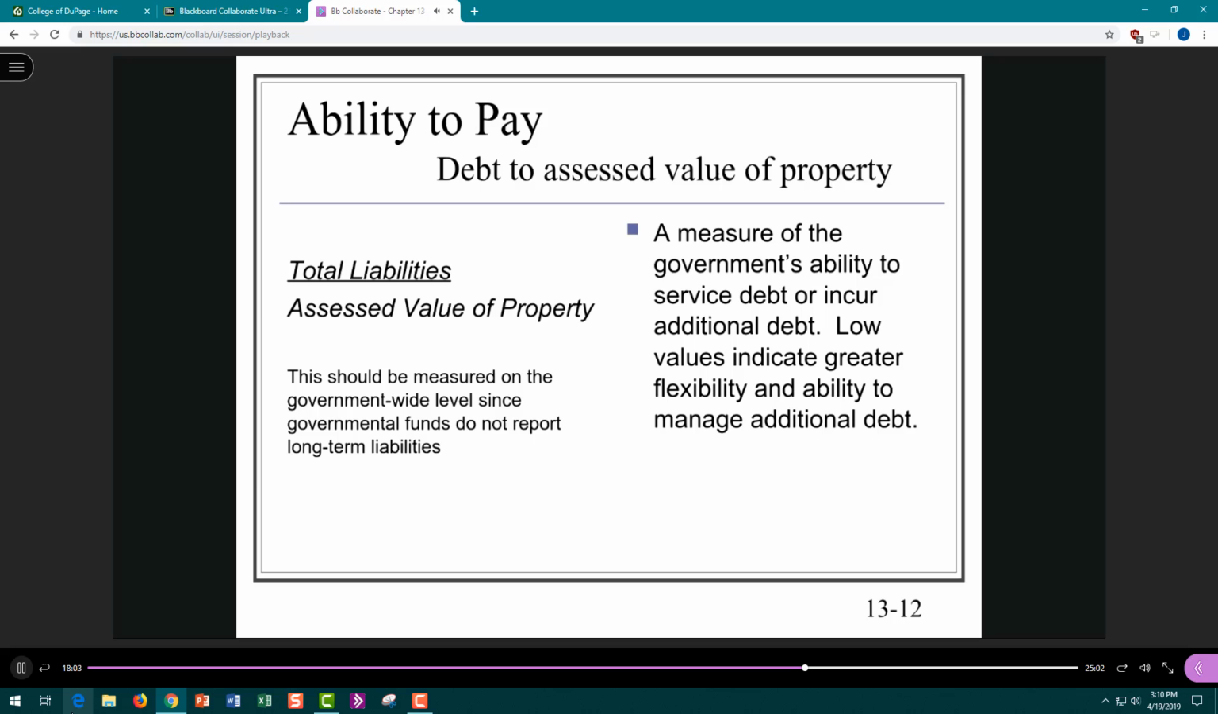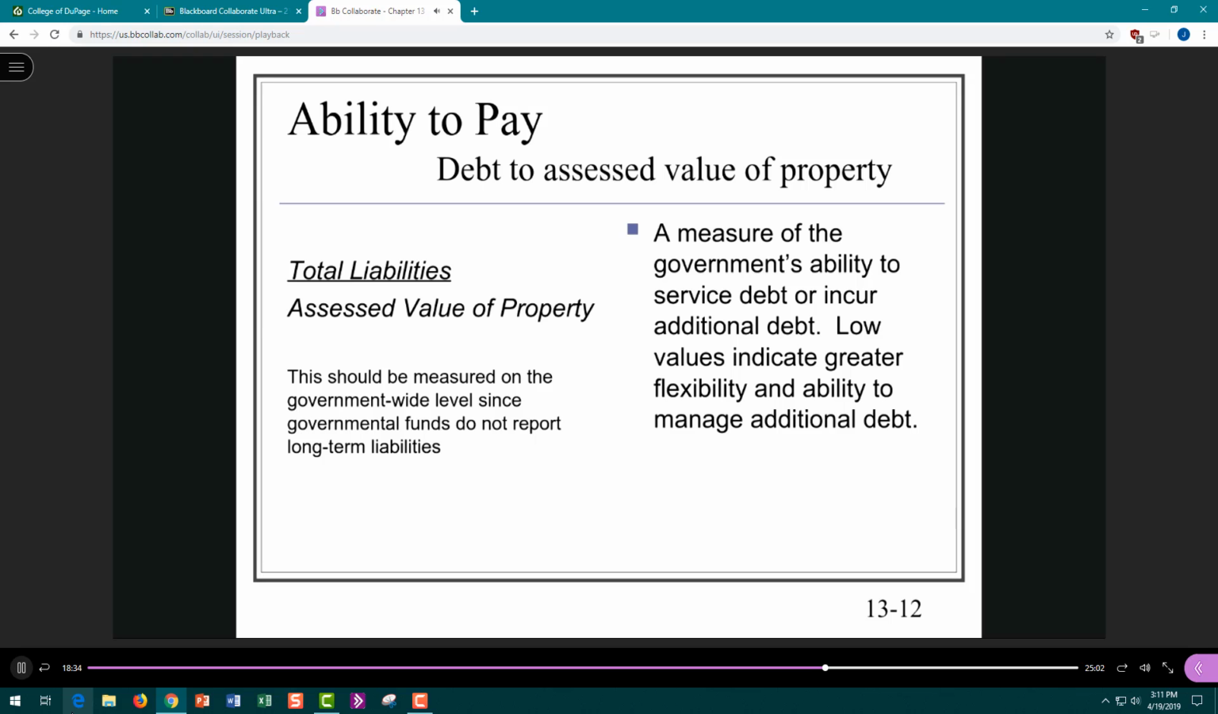So with this ratio, you've got total liabilities from that government-wide statement, because total liabilities are not shown in the governmental funds, and you compare that to assessed value. So in the numerator of this fraction, you have an item from the government-wide position statement. Where do you get assessed value from? Well, if you're issuing a CAFR, that kind of information is going to be in the CAFR. But if you're not issuing a CAFR, you have to go to some other source to get it. It is public information.